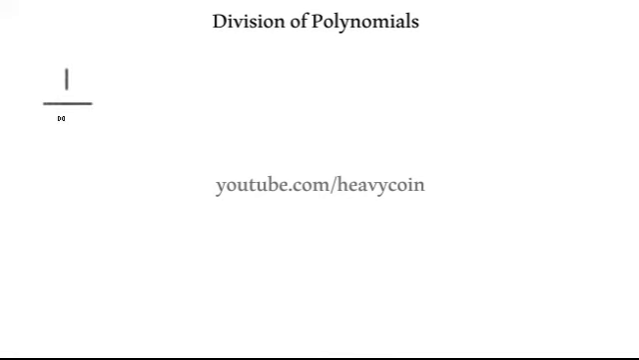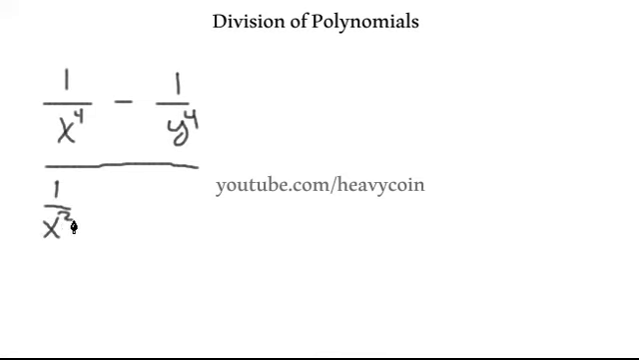1 over x to the 4th minus 1 over y to the 4th, and that's going to be all over 1 over x squared minus 1 over y squared. And if I get a chance, I'll be doing some chemistry and physics, pretty much everything I learned in college. And if I even get more time, we'll learn Java and JavaScript and some programming languages. Yay!